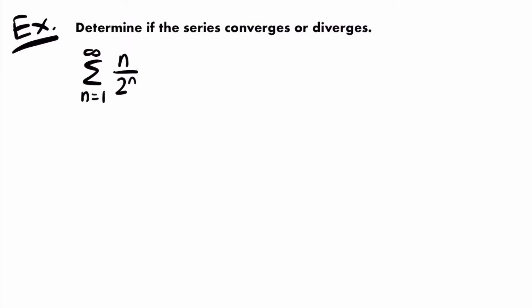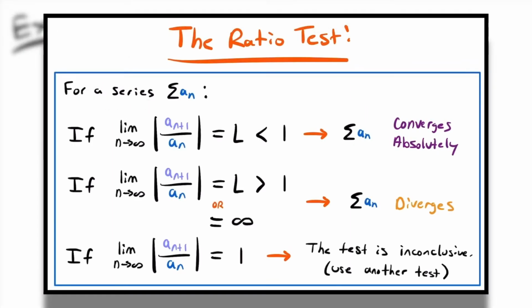Now in general, the ratio test is going to be very helpful for determining the convergence or divergence of a series that includes either a factorial or an exponential part. And so here's how the ratio test works. For an infinite series where we have the sum of a sequence a sub n, if the limit as n approaches infinity of the absolute value of a sub n plus 1 divided by a sub n is equal to some limit L that is less than 1, then our series converges absolutely.